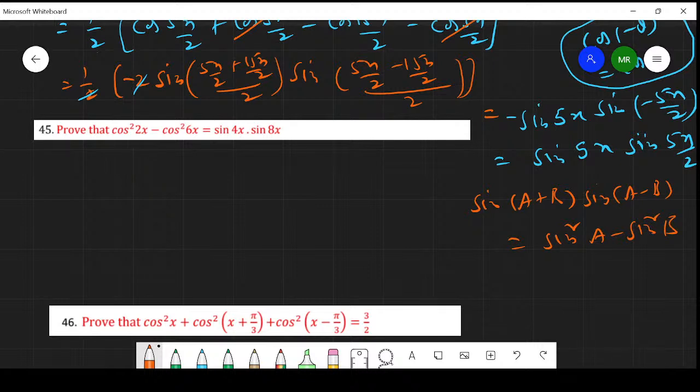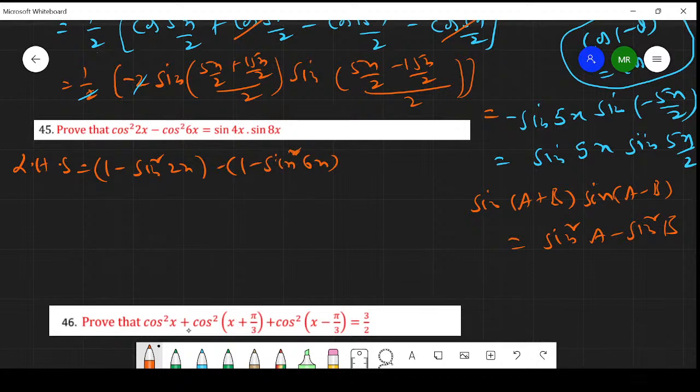Remember this: sin of a plus b into sin of a minus b is equal to sin square a minus sin square b. The given problem LHS is given in terms of cos. Cos square 2x, correct, you can write as 1 minus sin square 2x. Cos square 6x, 1 minus sin square 6x, I can write.